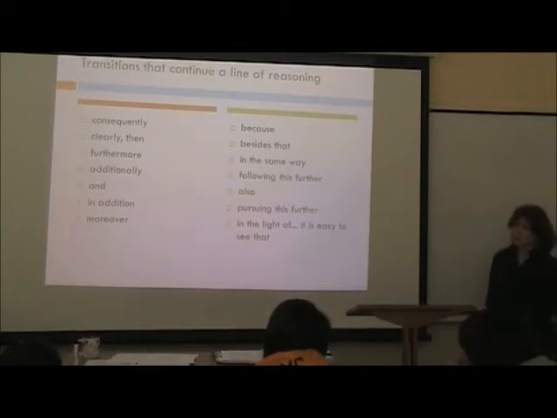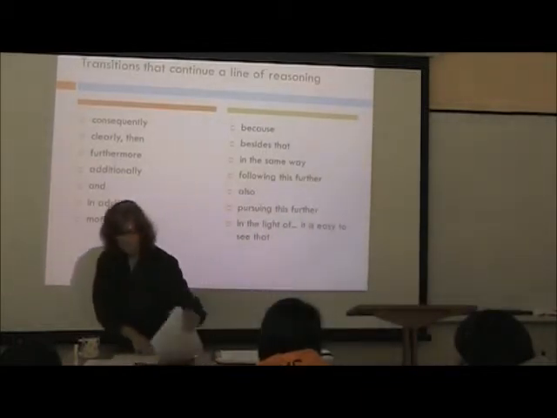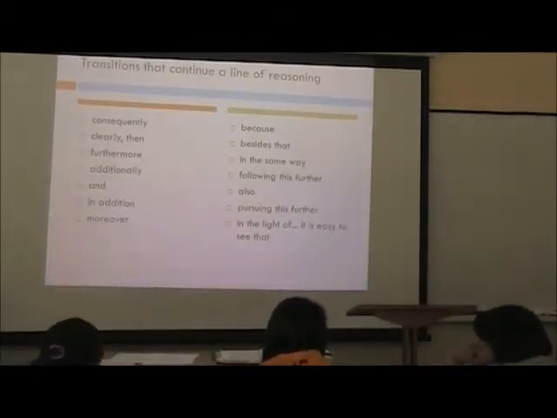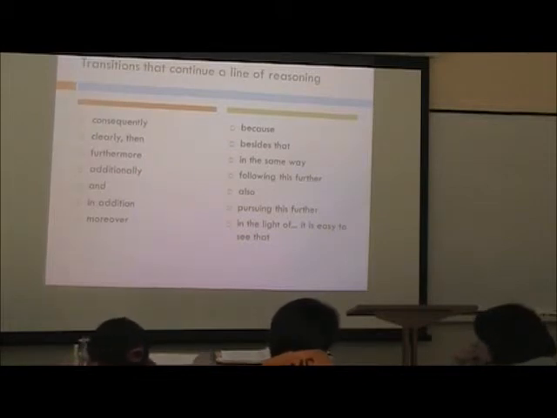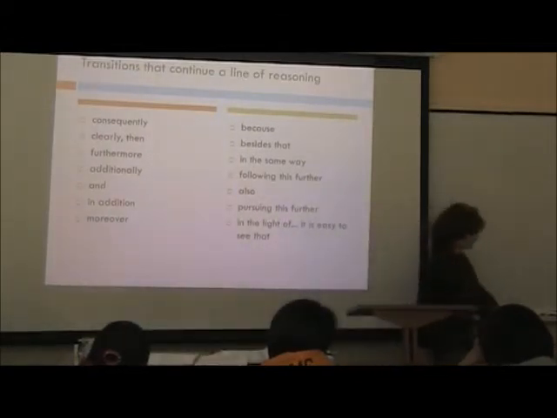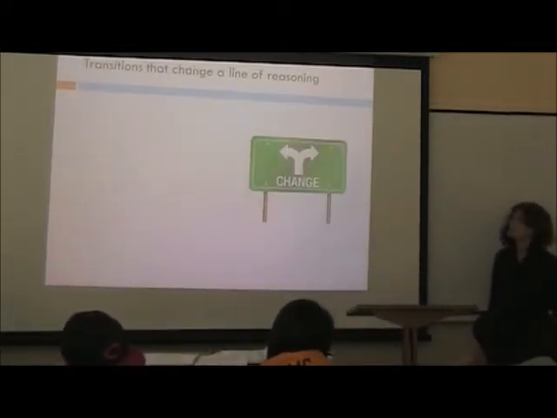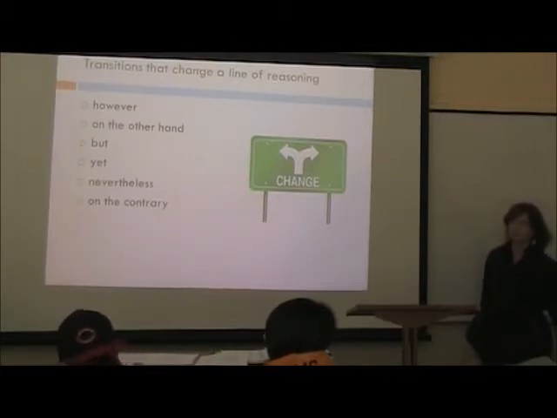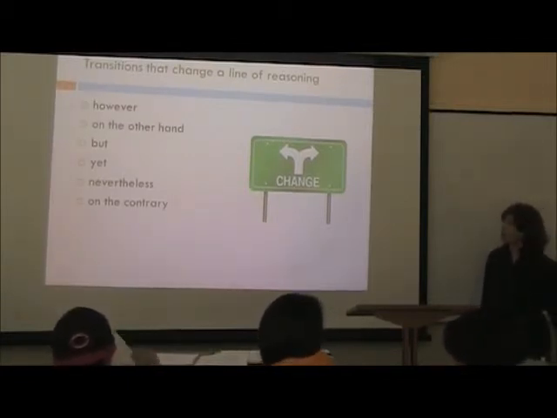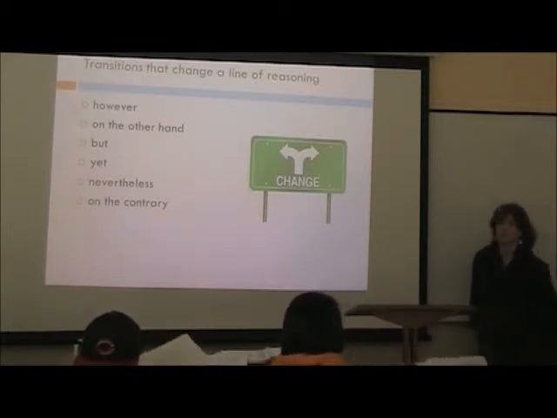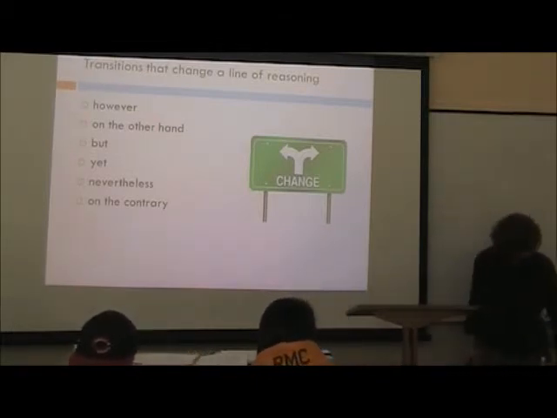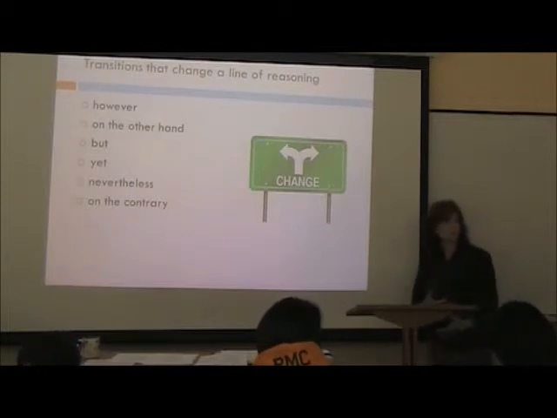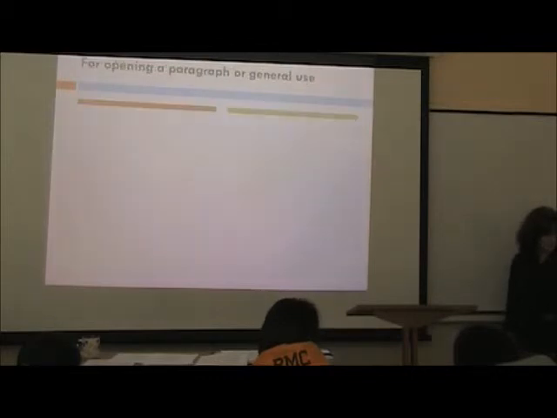So this list is designed to help you vary some of the words you're using to show that the ideas are moving forward. When you want to change a line of reasoning, you've got these contrast words. However, on the other hand, but, yet, nevertheless, and on the contrary. Some of these, for example, however, is a little bit more formal than but. So depending on what kind of tone you're going for.